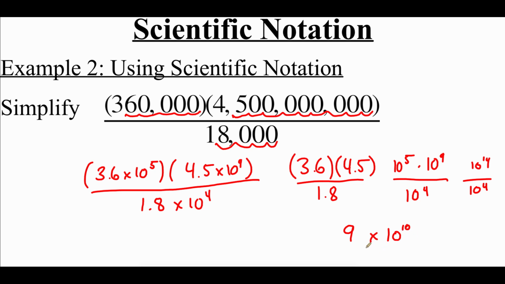If we were to rewrite that in decimal form, we would have to take our 9 and slide the decimal 10 spaces to the right. Now there are no numbers here, so I'm going to fill in a bunch of zeros. So we take the decimal and we start sliding it: 1, 2, 3, 4, 5, 6, 7, 8, 9, 10. So that number ends up being 90 billion.